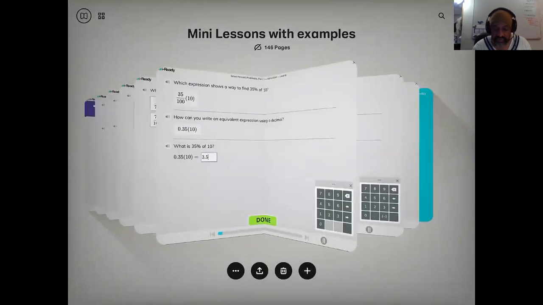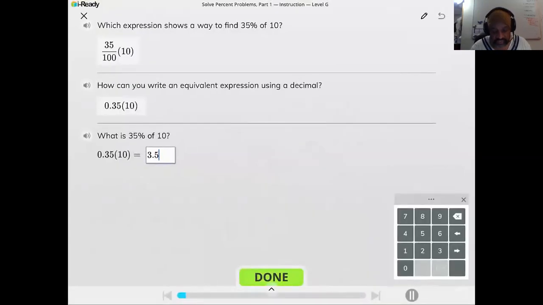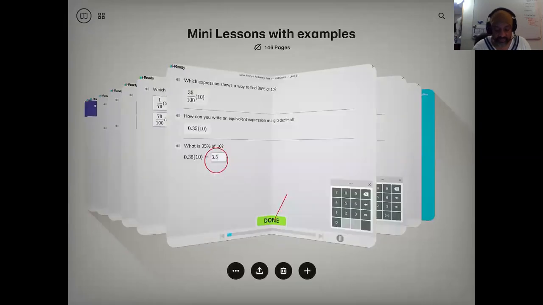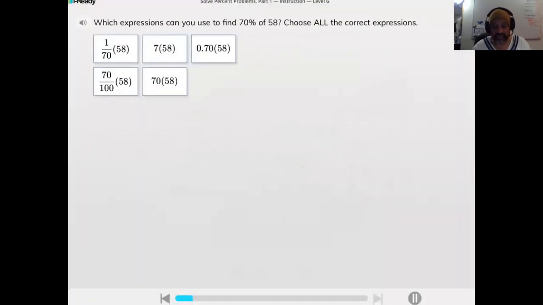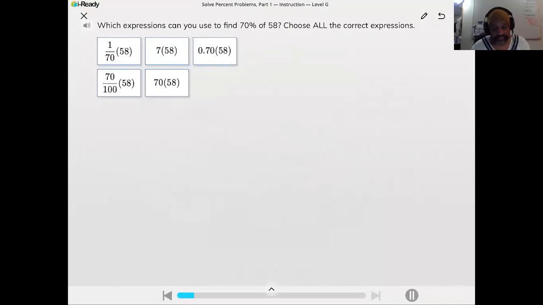So they're going to take you through these problems in steps. The next thing you're going to do is, that's the answer, 3.50, you would press done. If you get it right, it'll tell you that you're right. If it's not right, it'll tell you what you missed.